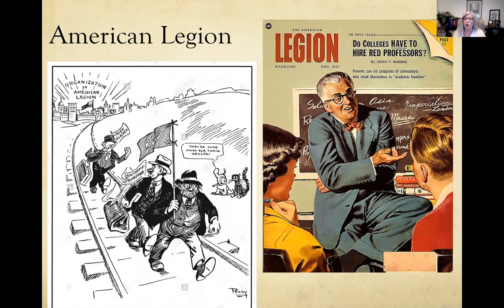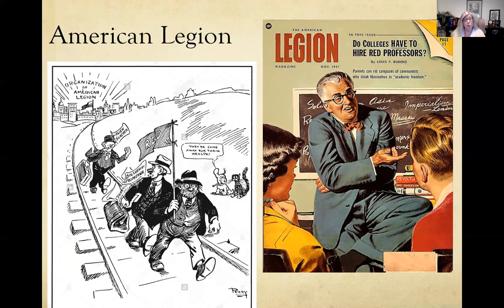And look what it says. "Why colleges, or do colleges have to hire red professors?" Here's that word red, representing communism. "Parents can rid campuses of communists who cloak themselves in academic freedom." So this idea of what was being taught in these colleges and universities, and even in high schools, a lot of parents and a lot of people were fearful that they were trying to brainwash children, that this was the best way to infiltrate the United States.